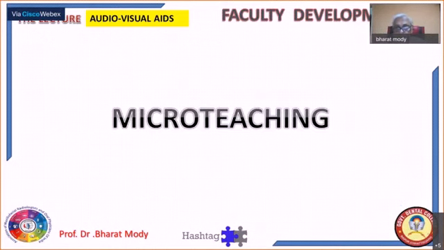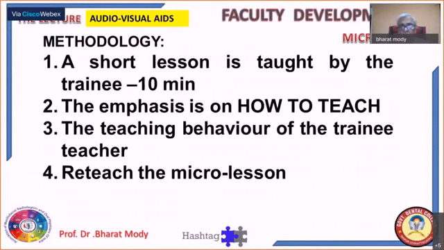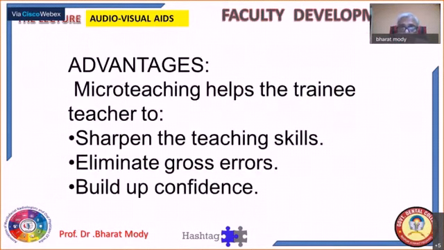Micro teaching is utilized for training new entrants in your department. A 10-minute lecture is planned along with lesson planning and everything. Then they give that lecture in front of the seniors, to sharpen their skills, eliminate gross errors, and build up the confidence of the teacher. It does not deal with the subject matter, because for concept matter they are already MDS.